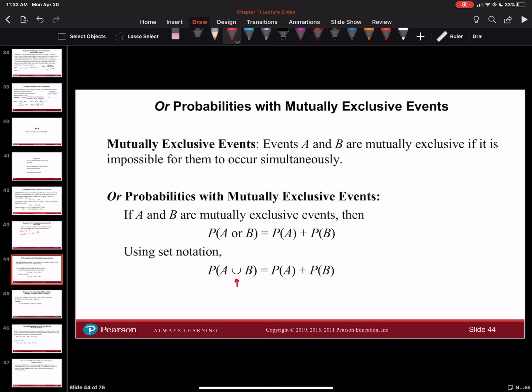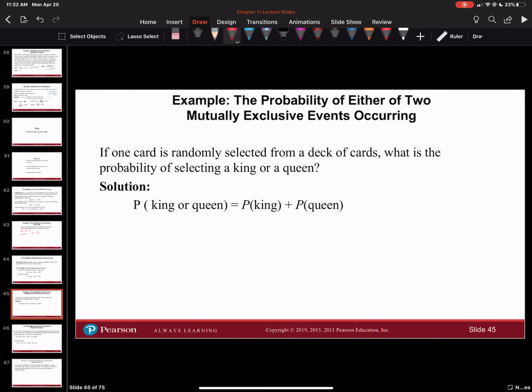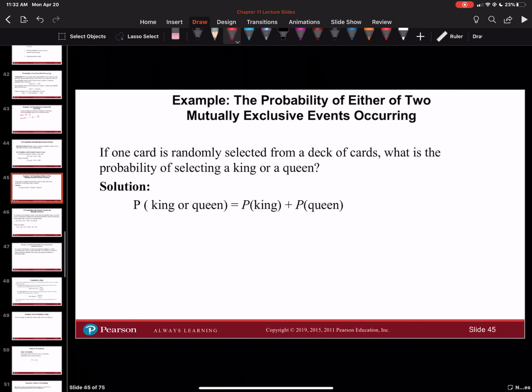Let's look at something. One card is randomly selected from a deck of cards. What is the probability of selecting a king or a queen? Now, a king is not a queen and a queen is not a king, so they are mutually exclusive. One does not affect the other.